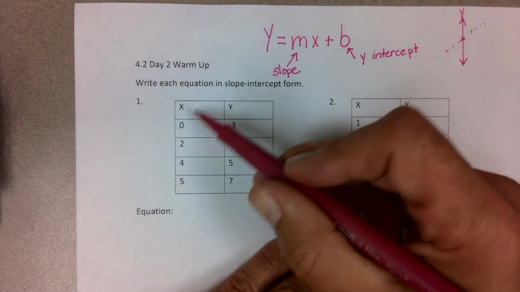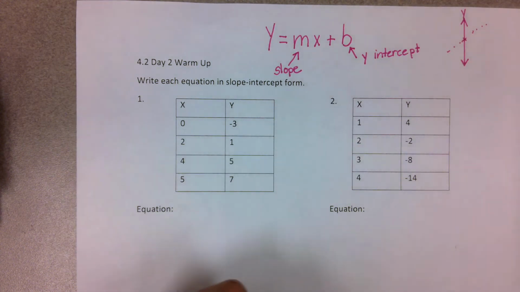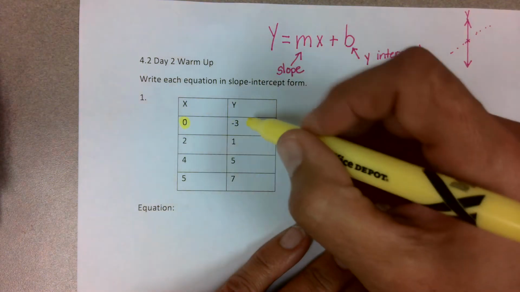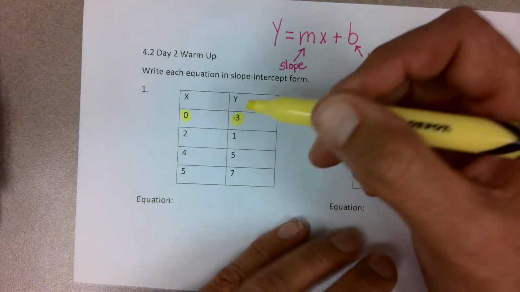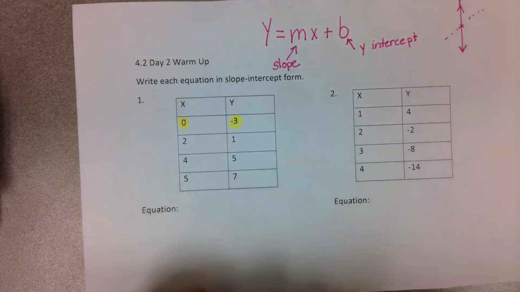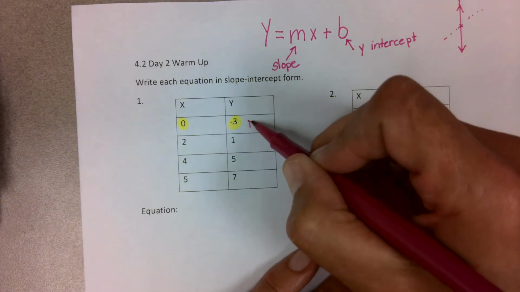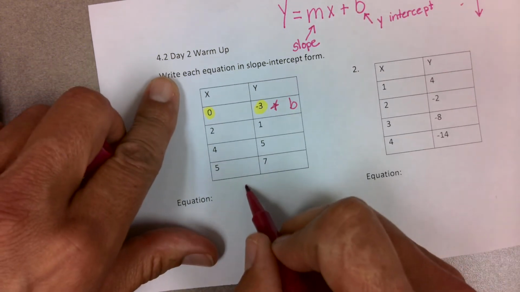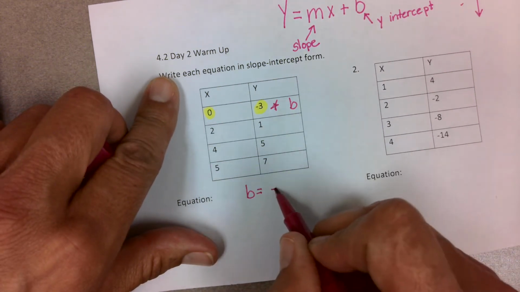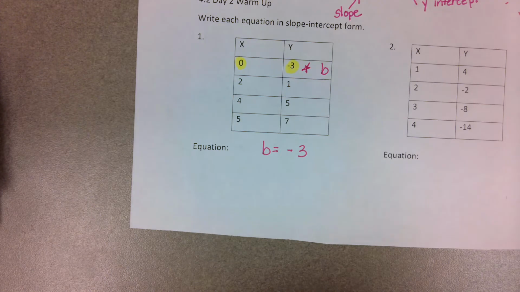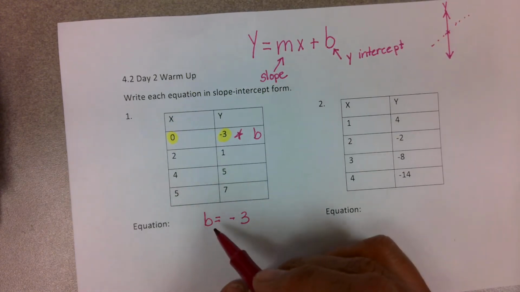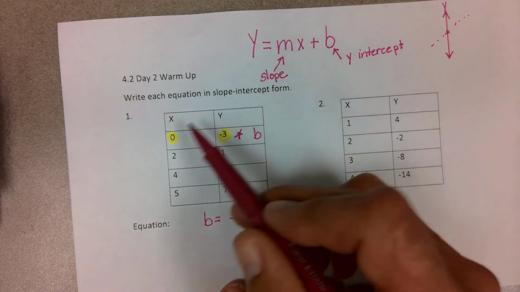All right, remember where the line crosses the y-axis. So here we have a table, and what's great about this table is we have an important number. We see that x is 0. That means that this is now your y-intercept. This is your b value. So I might write that down here: b equals -3. Now we have our b value, we have to figure out the slope using this table.